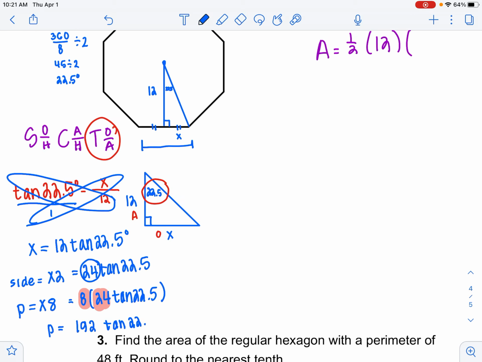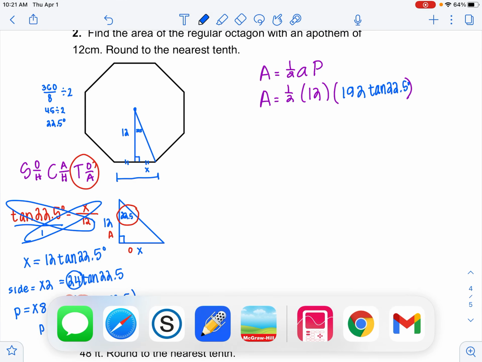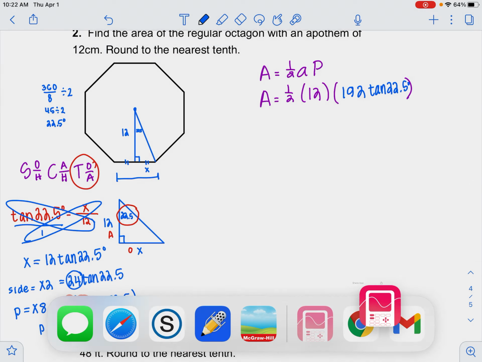192 tangent of 22.5. I looked and I was like, what? That's so wrong. Okay, so that's the perimeter. I'm going to take that and plug that in right here. Okay, so 192 tangent of 22.5. Now I can get my calculator out. I have one in front of me, but just to make sure we know how to type it here. I'll pull this off to the side.